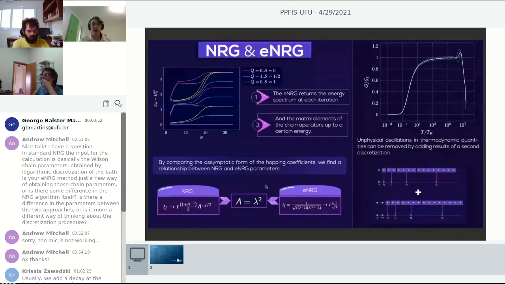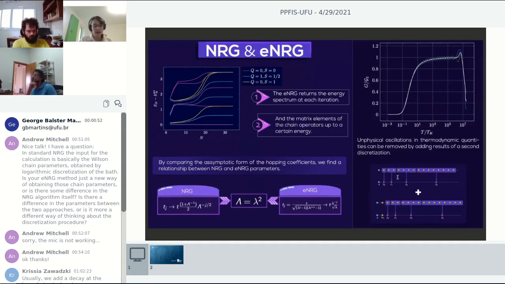Now, in Wilson's original paper, he argued that when lambda is smaller than 3, errors introduced by this discretization are irrelevant. But for lambda bigger than 4, we should expect to see unphysical oscillations in plots of thermodynamic quantities versus temperature. In our case, the smallest possible lambda is 2, which already corresponds to lambda equals 4 in Wilson's case. This means that the ENRG always shows these unphysical oscillations. In the original NRG, this is dealt with by z-averaging.